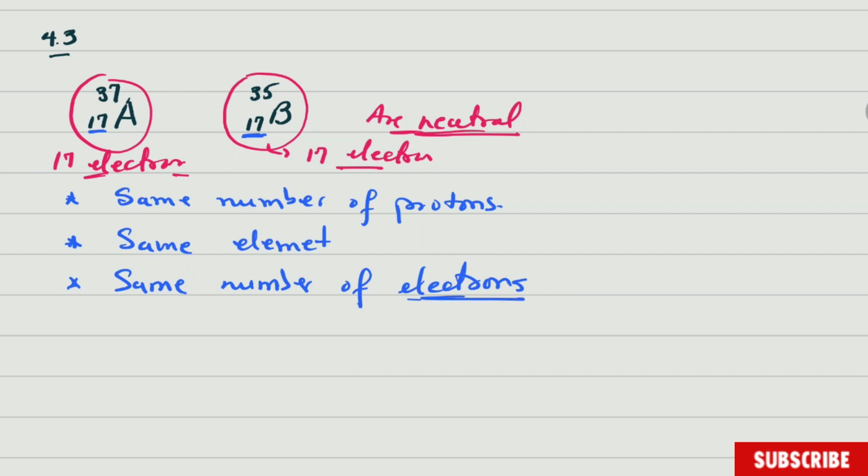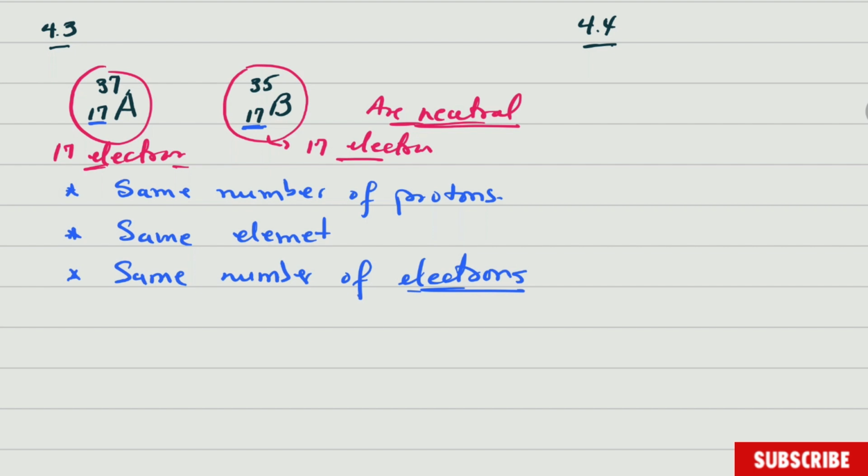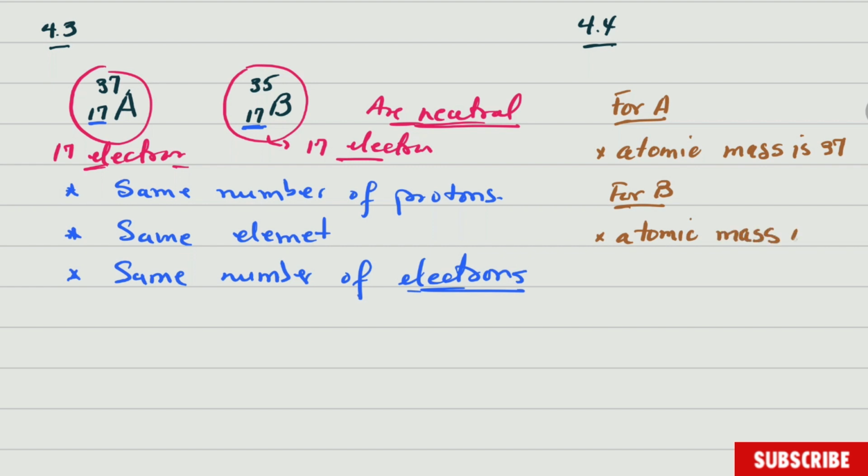This one is quite simple. I hope you understand. Now, in question 4.4, they say we now give two differences between A and B. Okay, so we're going to be doing it here. For A, the atomic mass is 37. For B, the atomic mass is 35. So that is the first difference you can see there. That is the atomic mass.